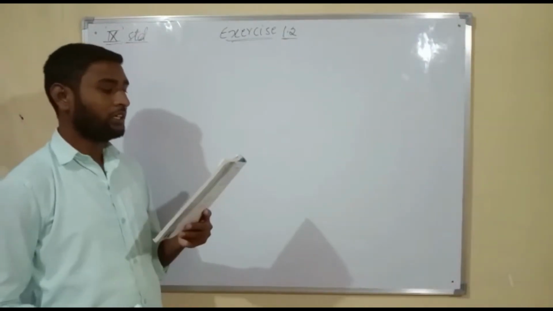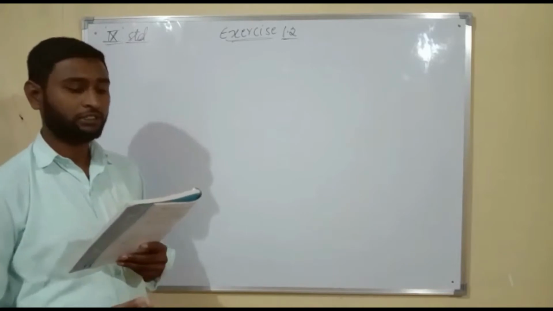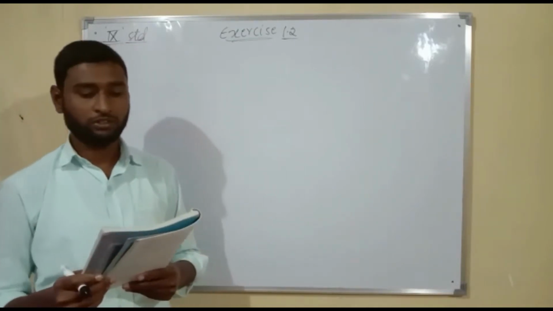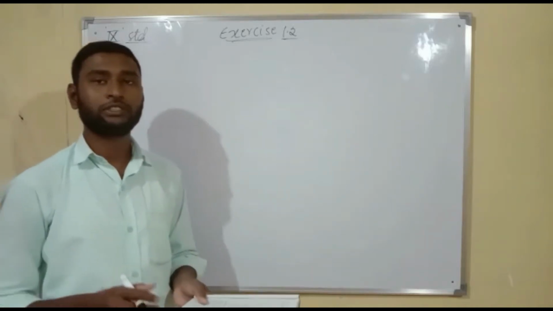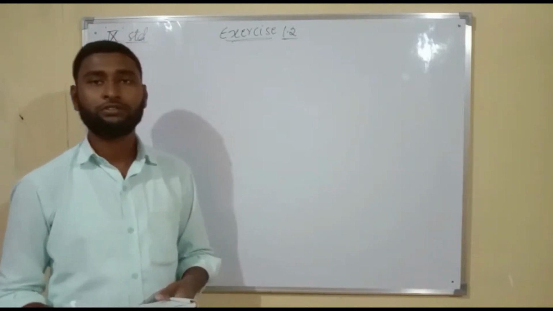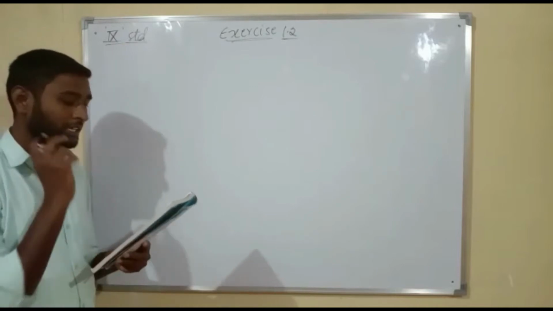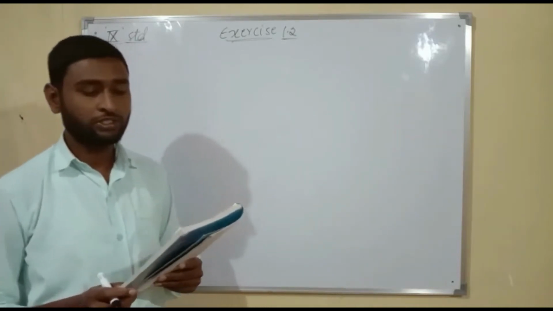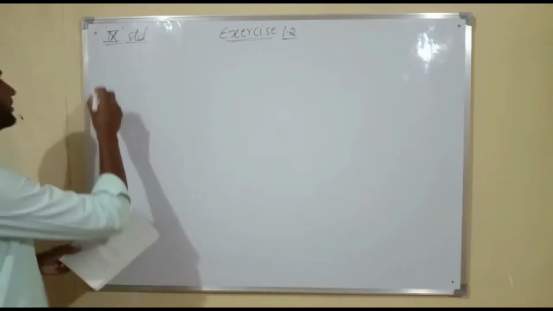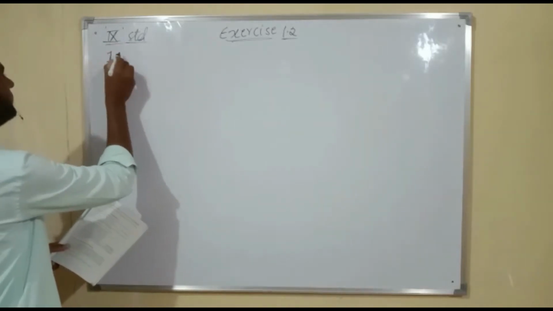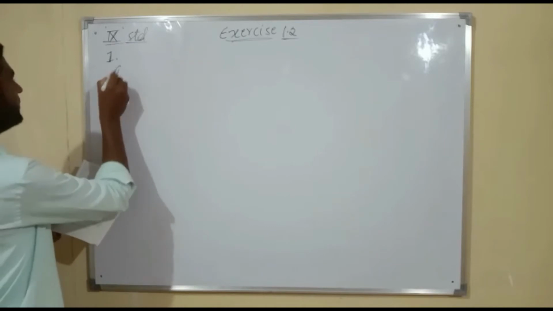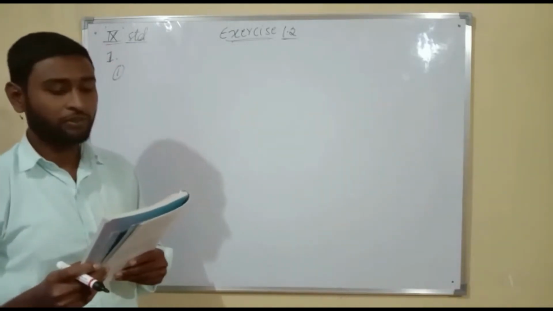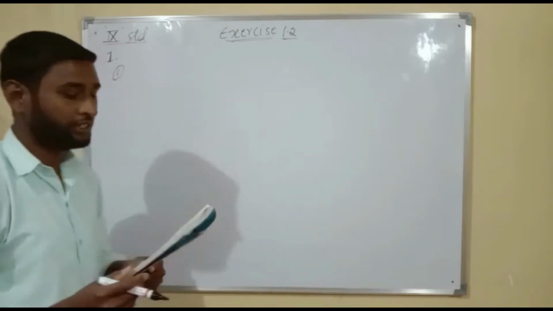See the first one, the statements are given there. We'll have to just justify whether each is true or false. If it is true, we'll have to justify. If it is false, then also we'll have to justify our answer. Let me say, state whether the following statements are true or false, justify your answer. We got the first one. The statement given is: every irrational number is a real number.